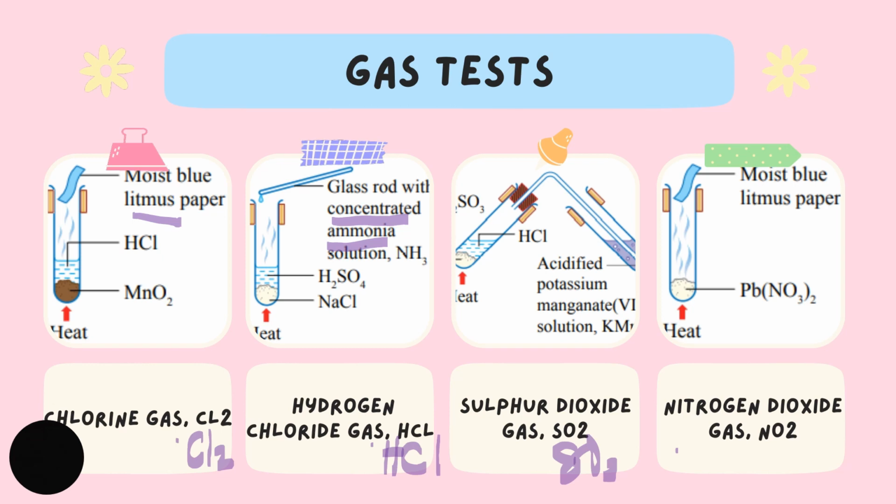Okay, next is sulfur dioxide gas. We use acidic potassium manganate(VII), which is purple in color. When sulfur dioxide gas is flowed into the acidic potassium manganate(VII) solution, the purple color turns colorless. And nitrogen dioxide gas is brown. Okay, this gas is acidic. So we use moist blue litmus paper and it will change into red.